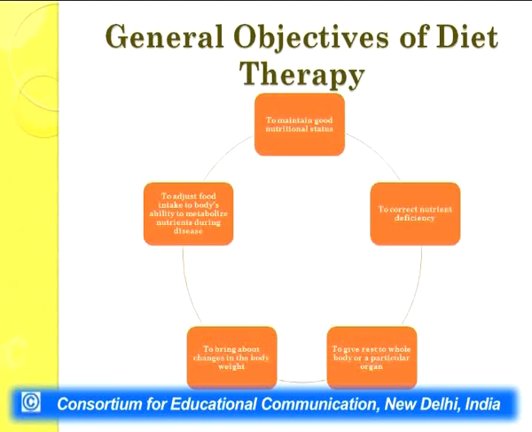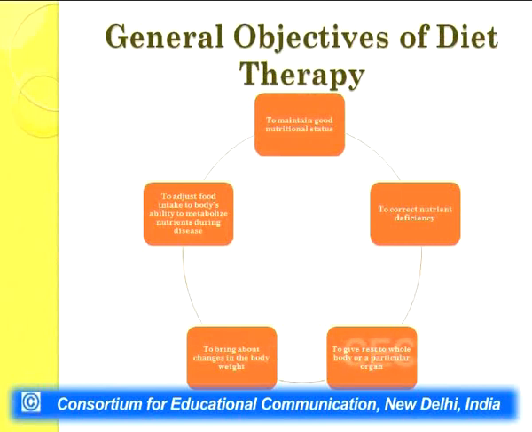So, the first objective is to maintain good nutritional status, and it is the main objective of diet therapy. As I said earlier, we should be aware of our nutrient requirement and must get all those nutrients which are important in that particular case. For example, if a person is diabetic, he or she should restrict carbohydrate, and that is very important. If it is not restricted, then the condition of the patient will deteriorate a lot, and it will be difficult for the patient to maintain the right kind of health.